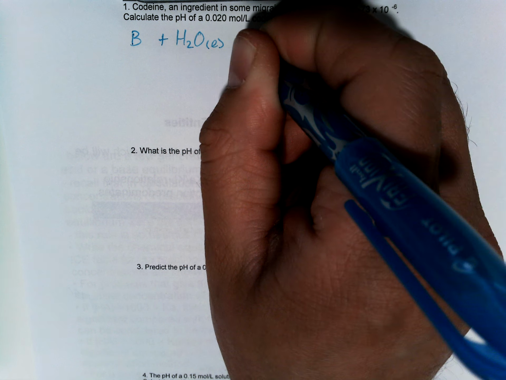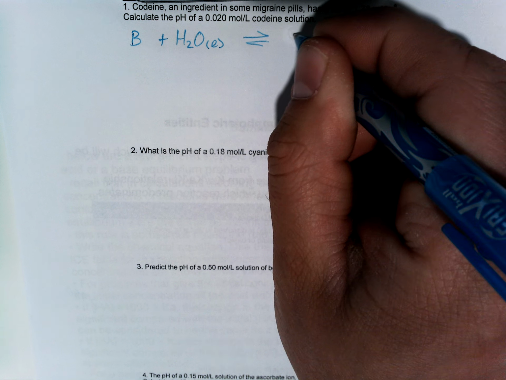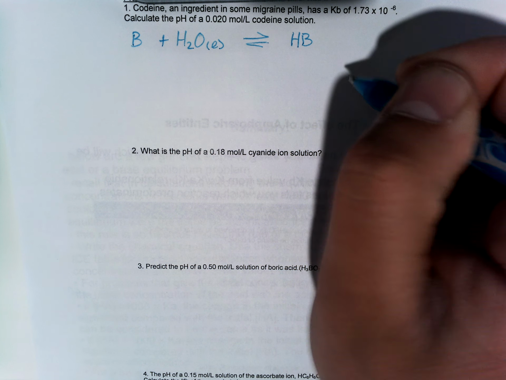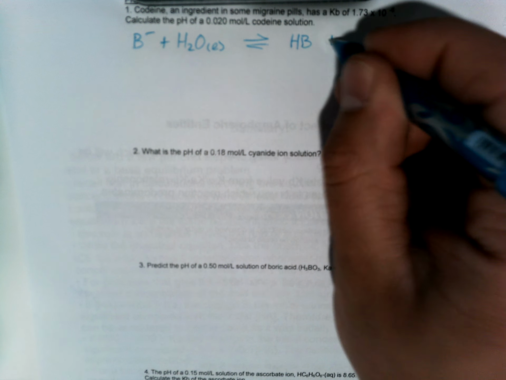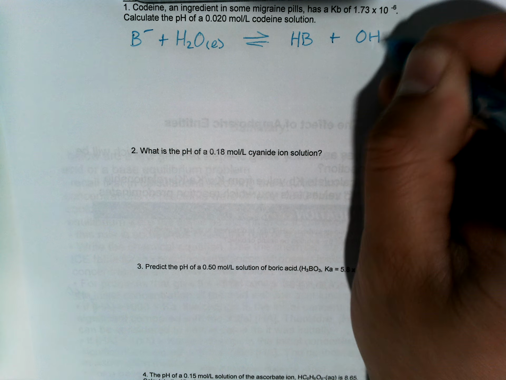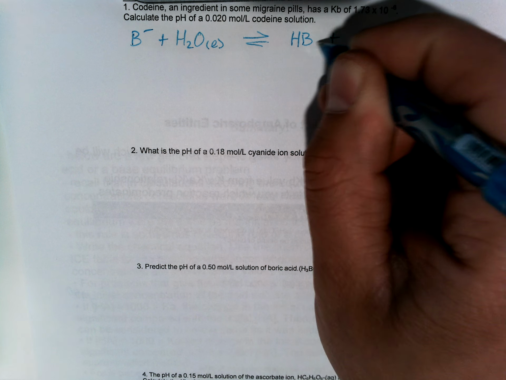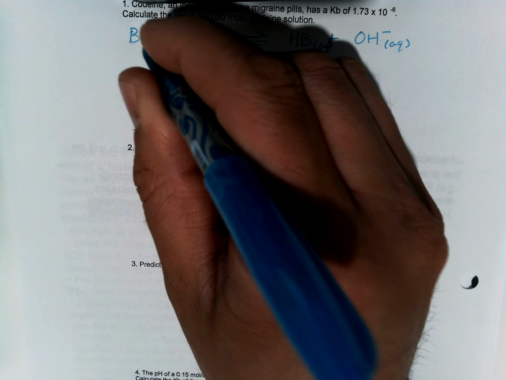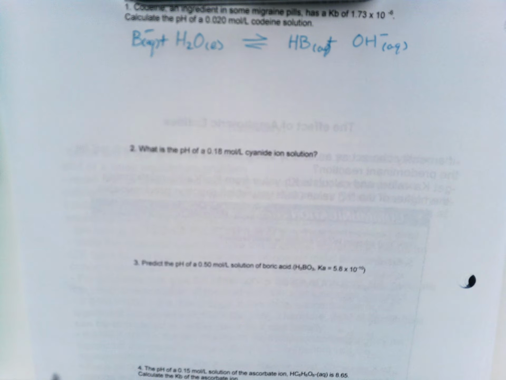Okay, so for this one, we don't know what the formula is for codeine. We aren't going to worry about that. We're just going to put it's a base, a weak base. It's going to be added to water. Okay, it's going to produce a conjugate acid, so I guess this would be B minus, we'll say. And that's going to produce OH minus. Okay, so even though we don't know what codeine is, we'll just put that.